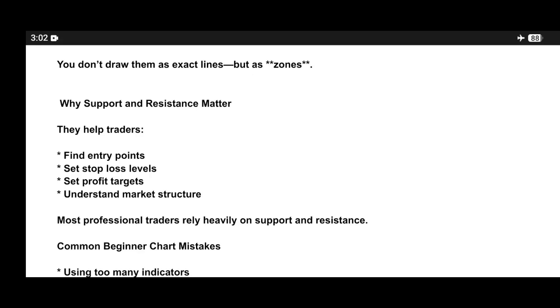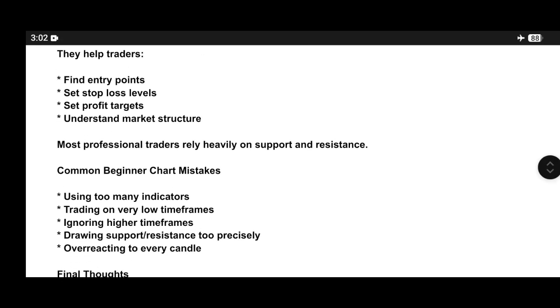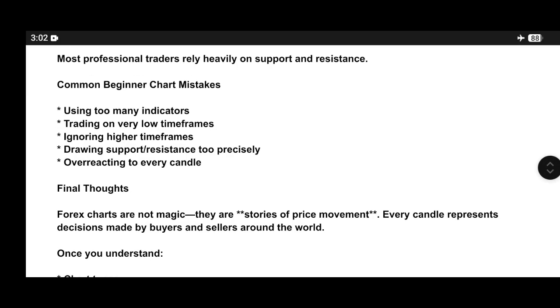Common beginner chart mistakes are: one, using too many indicators; trading on a very low time frame; ignoring higher time frames; drawing support and resistance too precisely; and also overreacting to every candle.